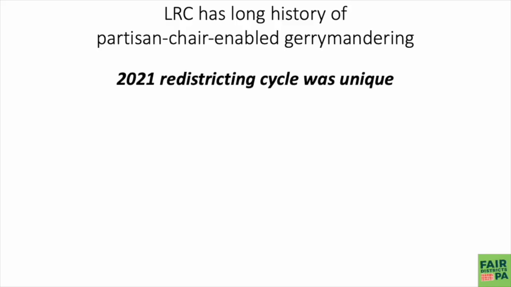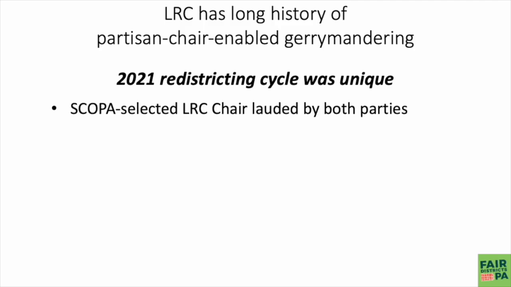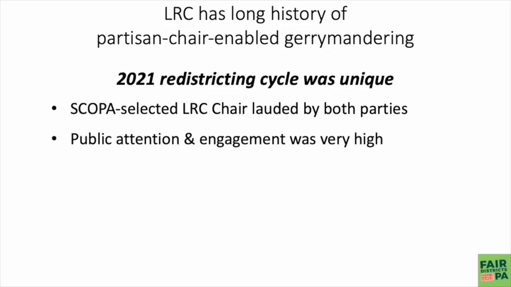However, the 2021 cycle was in many ways unique. The court this time picked a chair lauded by both parties. He was fair, he was transparent, he encouraged public input, including suggestions for maps. He held hearings across the state that were televised and recorded. Public attention and engagement was very high.